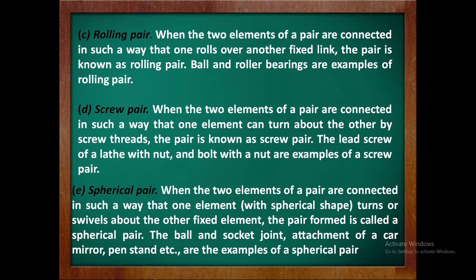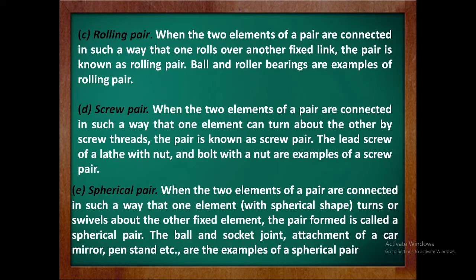Third one, rolling pair. When the two elements of a pair are connected in such a way that one rolls over the other fixed element or fixed link, the pair is known as rolling pair. Example, ball and roller bearings are the examples.